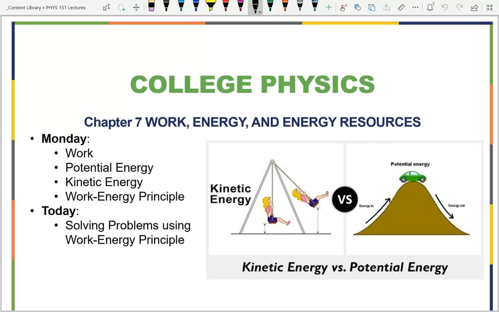Now, I have there a picture of a woman in a swing or a car going up a hill. Imagine the car is a coaster. It has no engine. It had to be going really fast at the bottom. What kind of energy would it have at the bottom if it's going really fast? Kinetic energy. As it goes up the hill, what's happening to energy? It's converting from kinetic into potential.